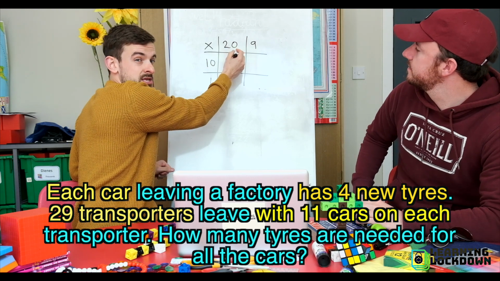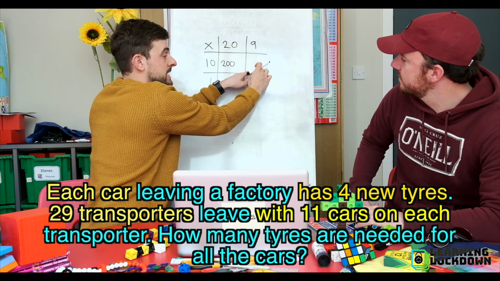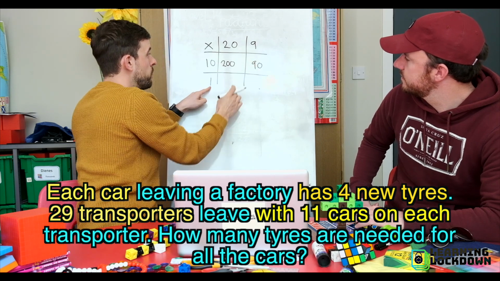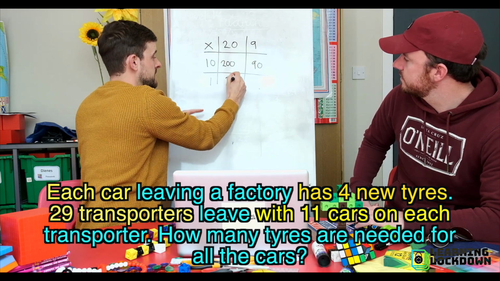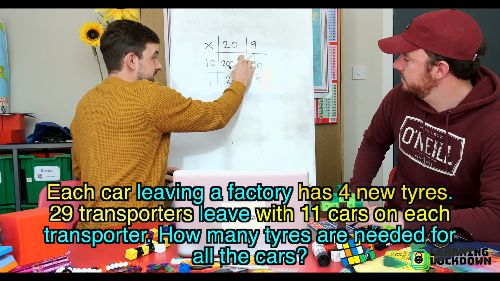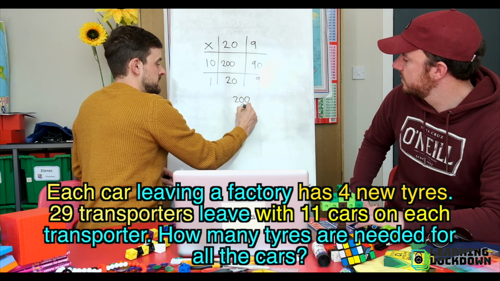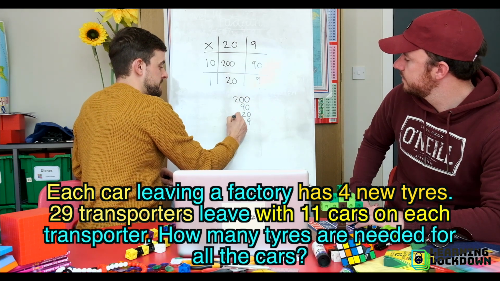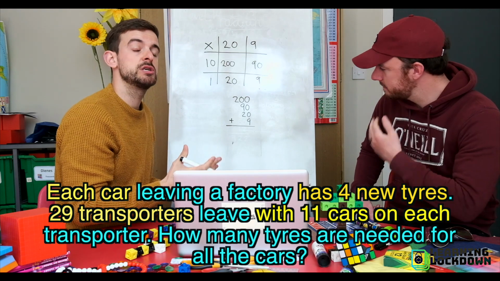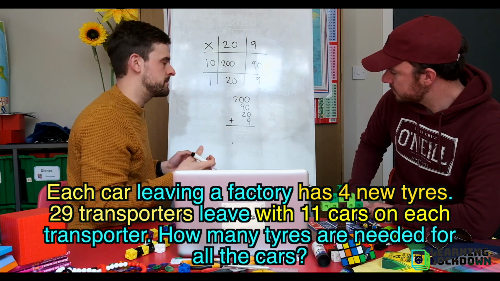So 10 times 20, we had this one yesterday, is 200. 10 times 9 is 90. 1 times 20 is 20. And 1 times 9 is 9. Then we need to add all these answers together. 200, 90, 20, and 9. If you don't recognise any of these strategies, just go back to yesterday's lesson first, because these skills are needed.